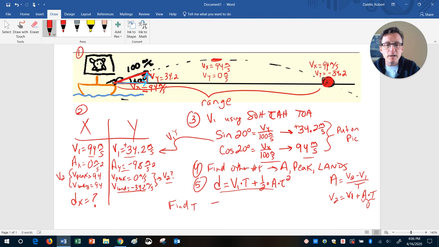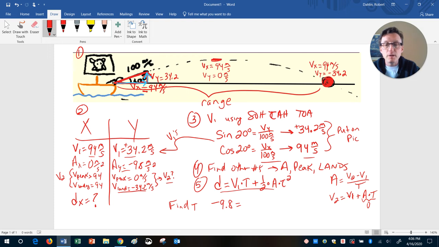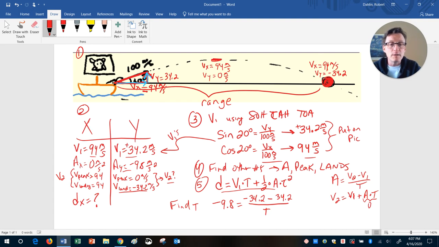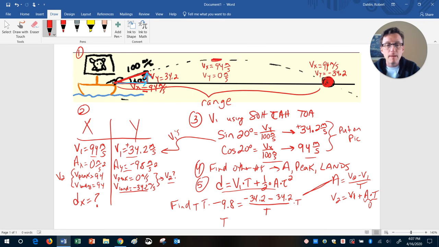So we know acceleration is a negative 9.8. And I know my V2 and my V1. V2, be careful here, V2 is a negative 34.2. And my V1 is a positive 34.2. Be careful, those don't cancel out to give you zero because one was negative and one was positive. This is the whole reason we need to do the negatives and positives. All over T. So I'm using this equation right here. Okay, so I'm gonna rearrange, and when I rearrange to get T by itself, I multiply both sides by T, and then I'm gonna have to divide by the negative 9.8. So T equals, I'm gonna actually do that number on top.